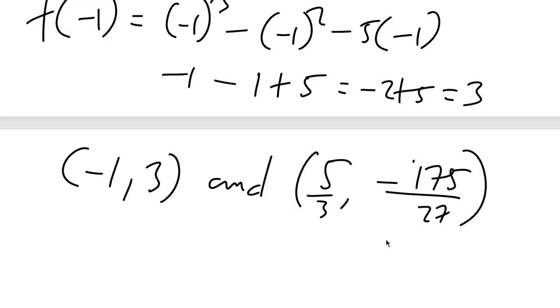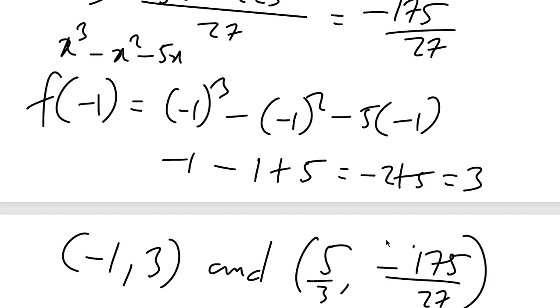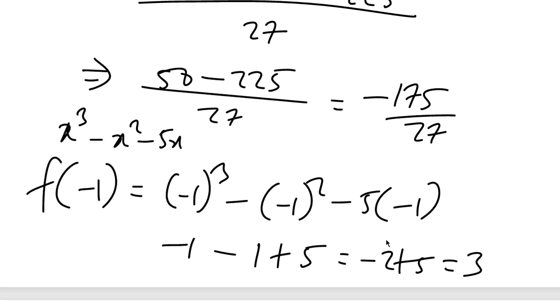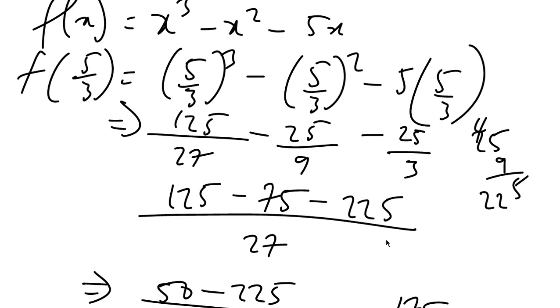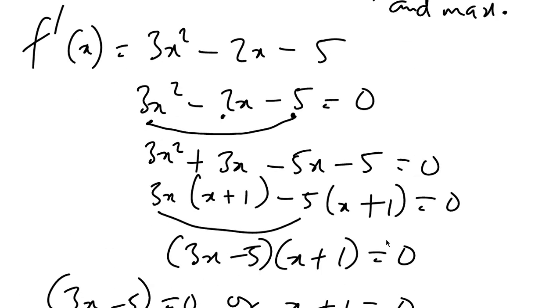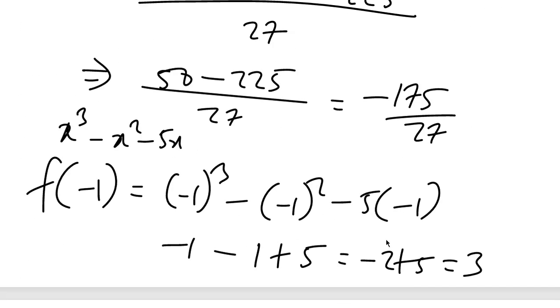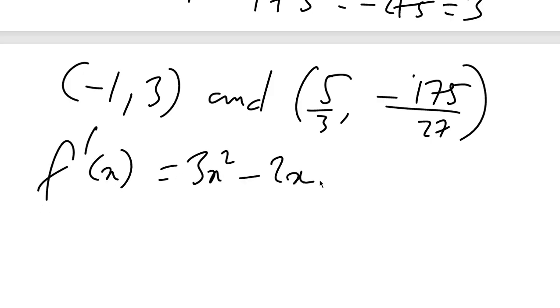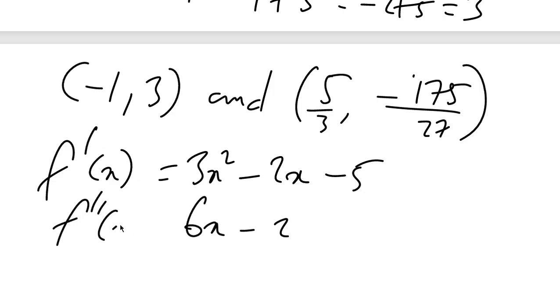So which of them is the maximum or minimum? That is where the question comes. So now you will differentiate the first derivative again. Remember, when we got the first derivative, what we had was 3x squared minus 2x minus 5. If you differentiate it again, what are you getting? That's going to be 6x minus 2. We differentiate the first derivative again, which is the second derivative.